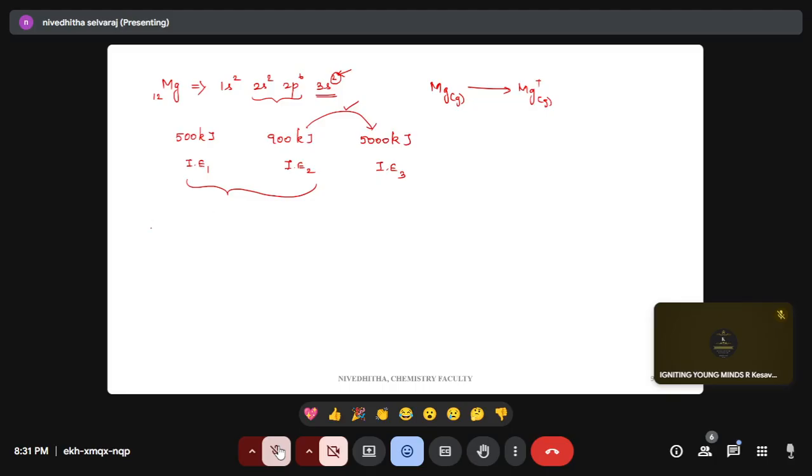If the jump is between first and second ionization energy, then the number of valence electrons will be 1. If the jump is between second and third ionization energy, the number of valence electrons will be 2. If the jump is between third and fourth ionization energy, the number of valence electrons will be 3. If the number of valence electrons is 3, then that element is from the 13th group. If the element has 2 electrons in its valence shell, then it is from the second group. As simple as that. Okay.